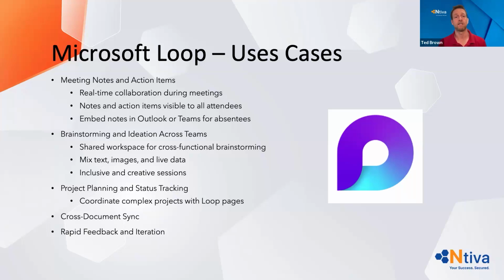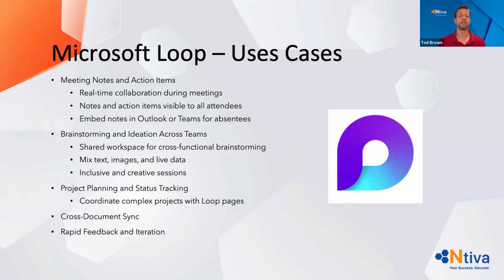Another good idea is utilizing this for brainstorming and ideation across teams. Imagine a cross-functional brainstorming session for new products. With Loop, you can have a shared workspace with a page for ideas. Team A can start a table of contents and ideas in the Loop app, and Team B can start adding thoughts to the table directly from the Teams chat conversations. Ideas flow without format barriers, and this fluid canvas allows for mixing text, images, even live data like live voting to make sessions creative and inclusive.